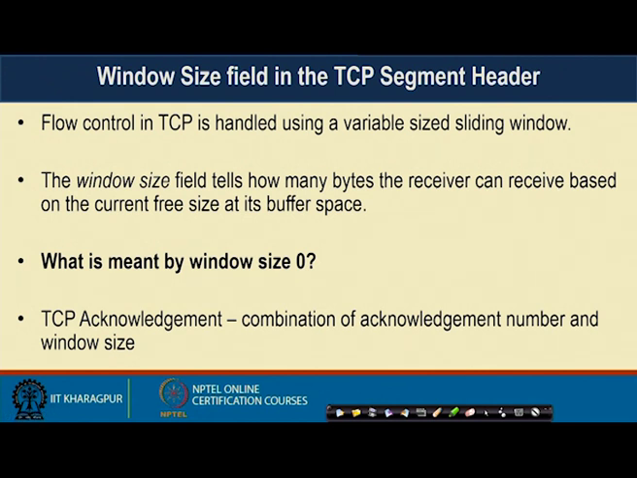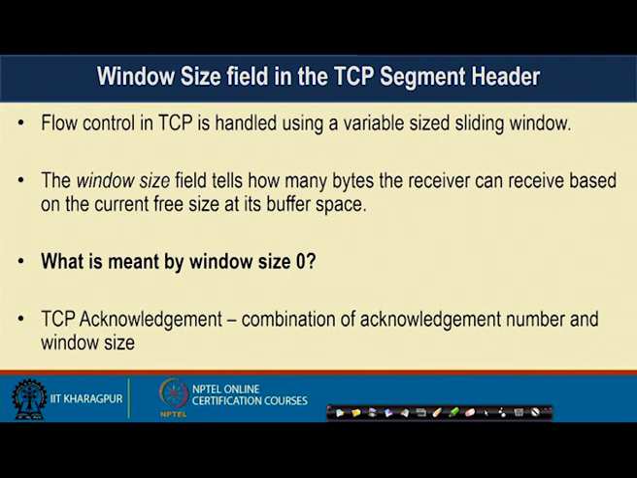Now, we have this window size field in the TCP segment header. This window size field is used for the flow control algorithm in TCP. It uses a variable size sliding window protocol, the dynamic buffering that we have looked into earlier. This window size field tells how many bytes the receiver can receive based on the current free buffer space. And as we have seen earlier, a window size 0 means the receiver does not have sufficient buffer space. So, the sender should stall transmitting further data until it gets a sufficient window size advertisement.